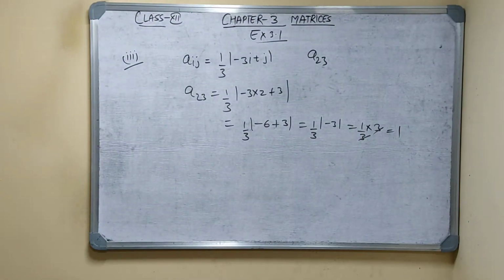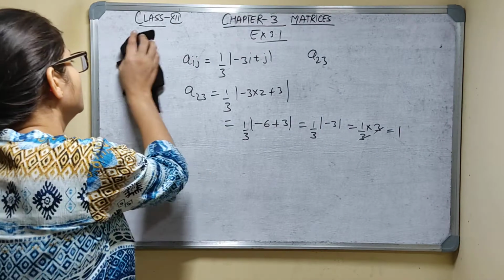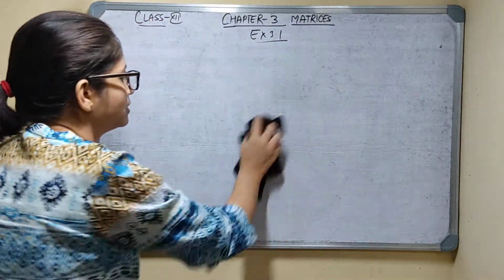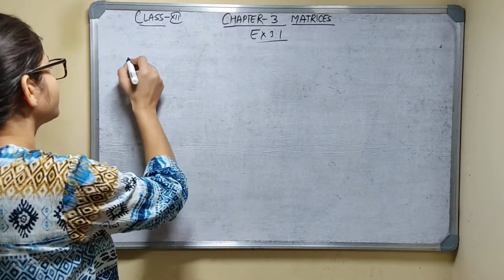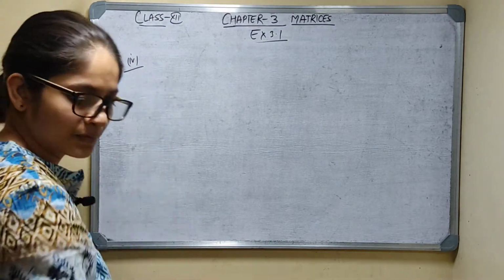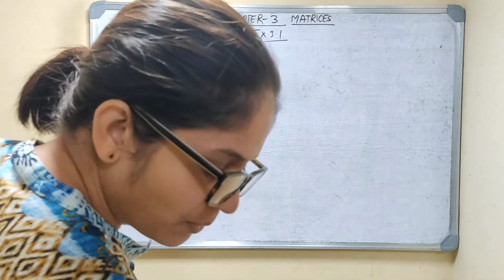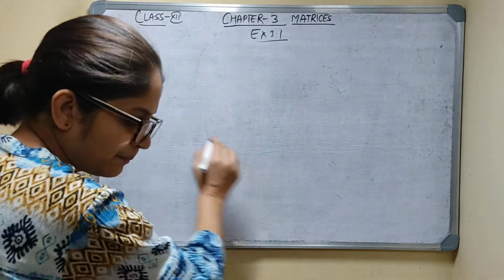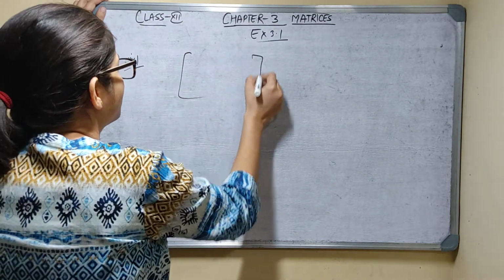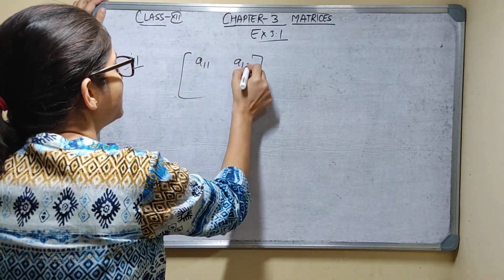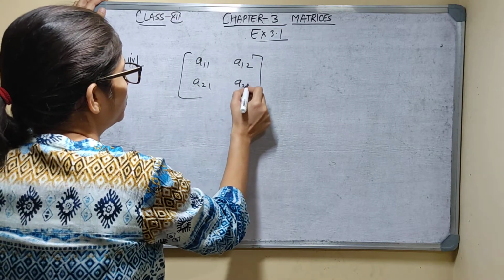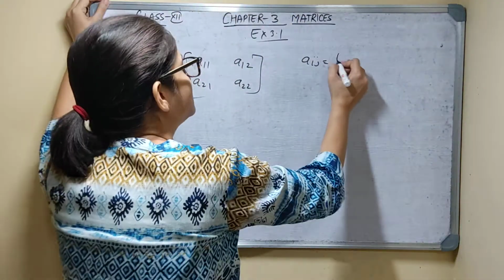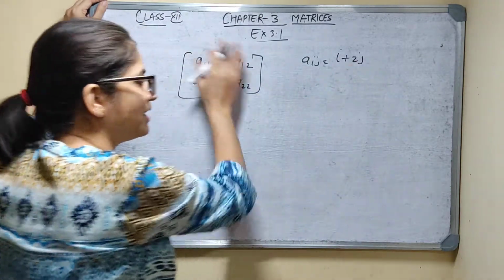Now fourth part you can see. Construct a 2 by 2 matrix A is equal to Aij whose elements Aij are given by Aij equal to I plus 2J. You have to write the 2 into 2 matrix, means A11, A12, A21, A22. Full matrix you have to write.